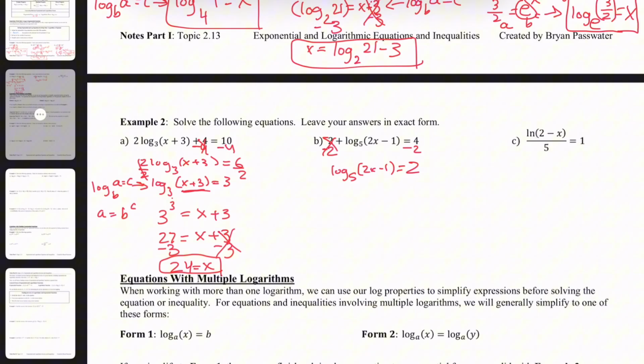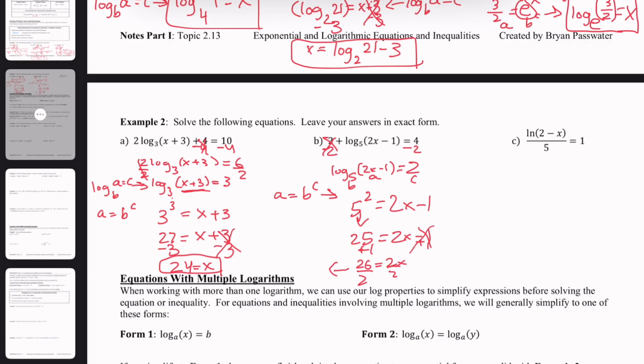Now, moving on to the next one, let's isolate the log and change that to exponential form. This is B, A, and C. So 5 to the power of 2 is equal to 2x minus 1. This becomes 25. Then we can solve for x. 26 is equal to 2x, divided by 2 each time. And that will give us 13 is equal to x, or x equals 13.